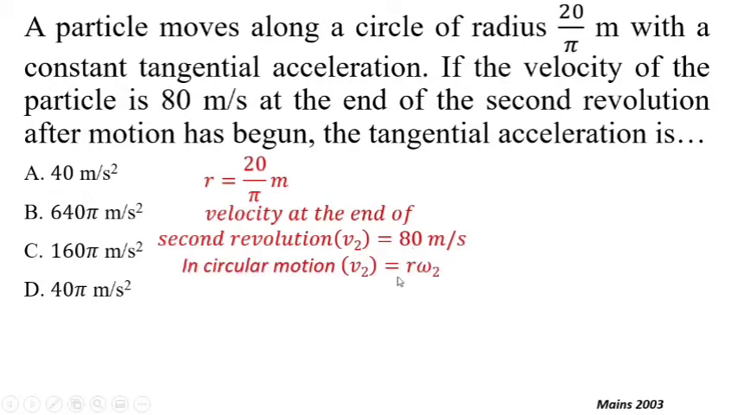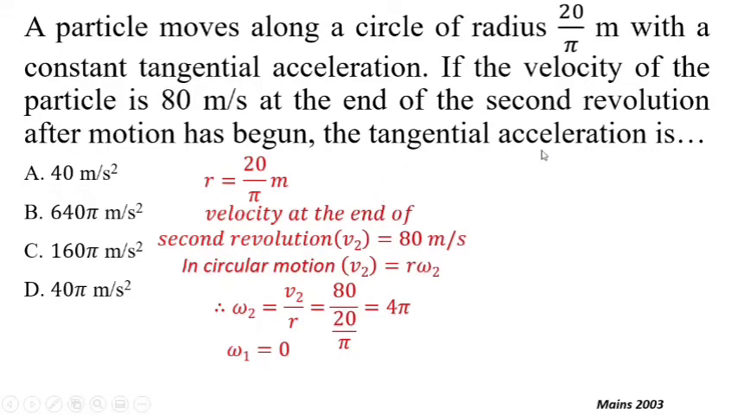In circular motion we have the formula v2 equal to r omega 2. So we can find omega 2 now. To find omega 2 we will use v2 by r, where v2 is 80 meter per second and r is 20 by pi. So if you calculate this you will get 4 pi. It is also given that after motion has begun, that means at the start point omega will be 0, that is angular velocity will be 0.